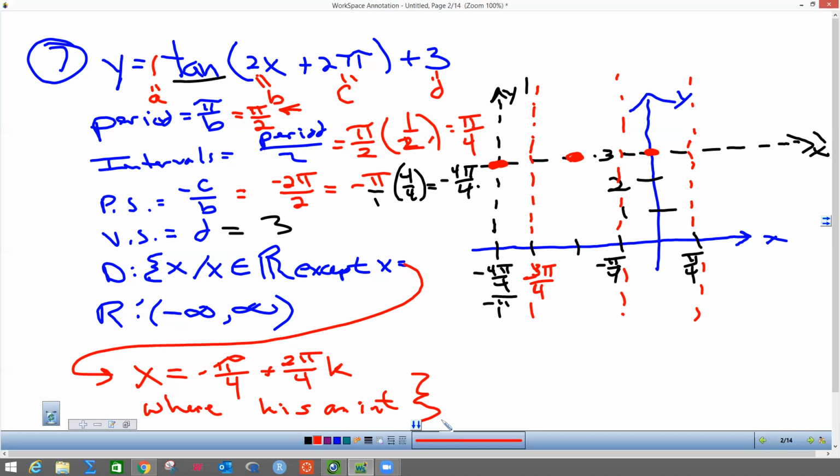Are we thumbs up with that? Getting to me. Giving me up or down? That's what I was confused on, was the domain.